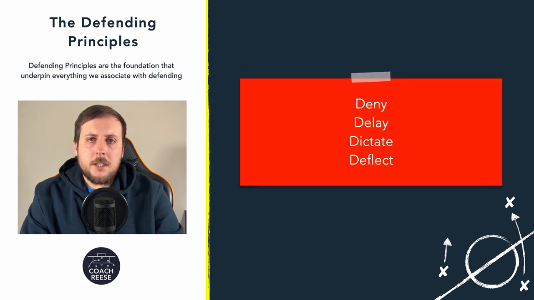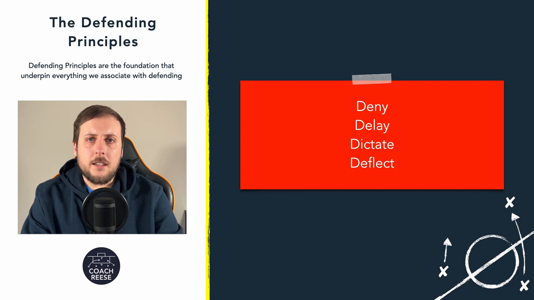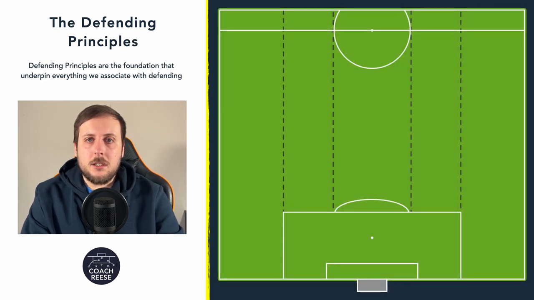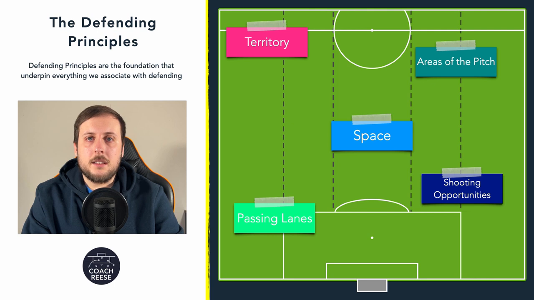So the first group we'll take a look at is deny, delay, dictate, and deflect. Now, some people include deflect, some people don't. I'm leaving it in here so you can see it and you can make your own decision whether or not you want to include it. So the first one is deny. So with deny, we can deny space. We can deny passing options. We can deny shooting opportunities. Anything that you think that we can deny when out of possession will fall or be built from this principle.